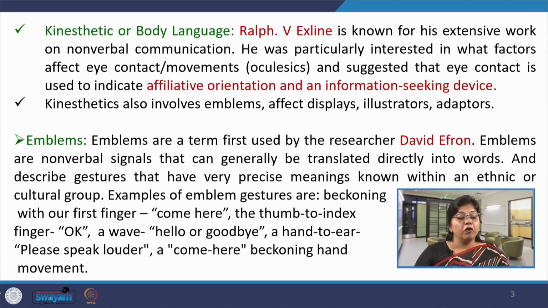The next mode of non-verbal communication is kinesthetics, or body language. In common terminology, we use body language, but the technical term is kinesthetics, which was introduced by Ralph Zelin in his extensive work on non-verbal communication. He was very much interested in how eye movements, or oculesics, as the study of eye movements is known in psychology, indicate different kinds of orientation, for example, affiliative orientation or an information-seeking device.